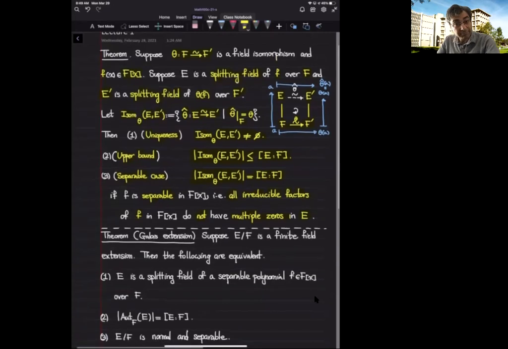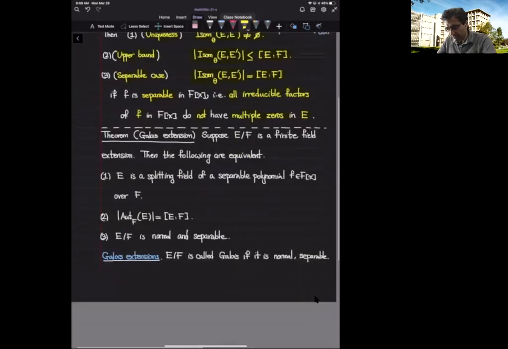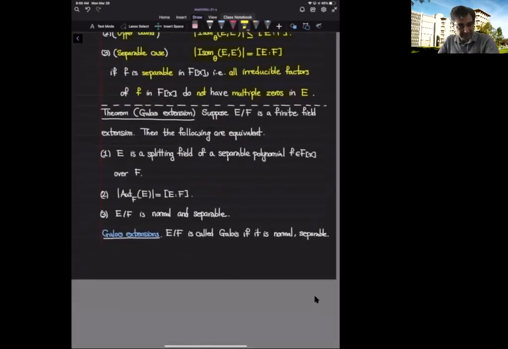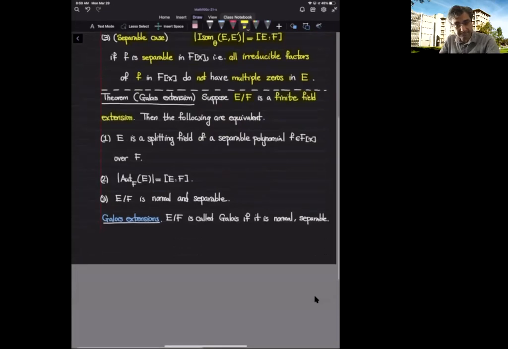This was a major result that we proved by a strong induction, and this helped us to show the following theorem, the last theorem that we proved in the previous quarter: if E over F is a finite field extension, then the following properties are equivalent. What are the properties? First, E is a splitting field of a separable polynomial.